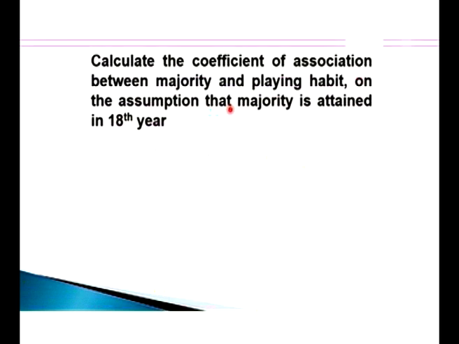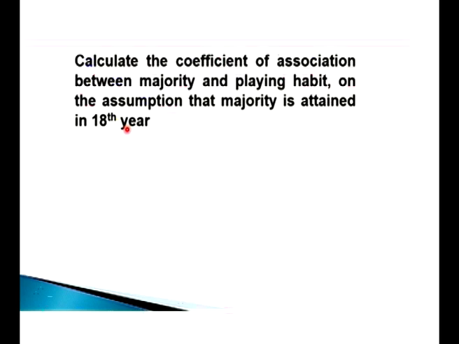What is the question? Find the coefficient of association between majority and playing habit. So, you have to define the attribute A as the number of students who are major. Who are major means 18 and above years of age, and playing habit regular players or non-regular players, on the assumption that majority is attained in 18th year. So, we will work out this problem.